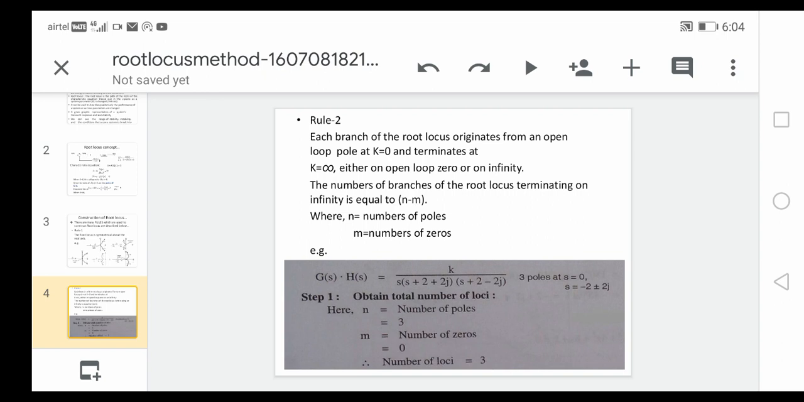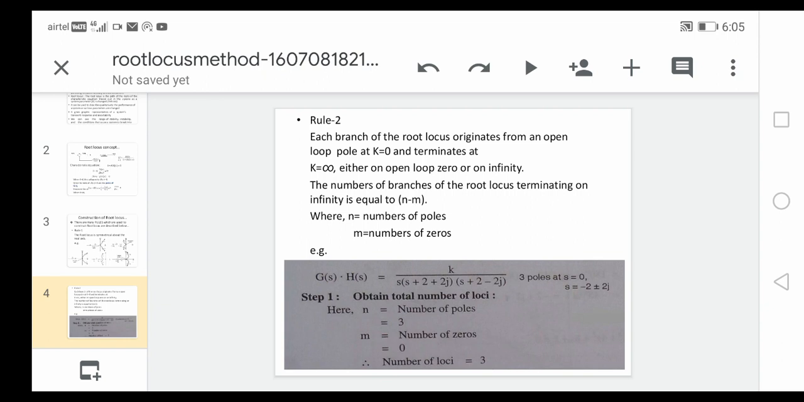Each branch of the root locus originates from an open loop pole and ends at infinity or at a zero. This is a very important point. What is the origin of a root locus branch? Pole. Always the root locus branch will start from poles and end at zeros. If a zero is present in the given transfer function, no problem. If a zero is not existing, it will end at infinity.